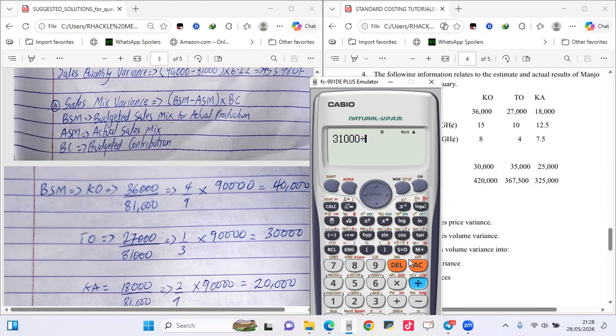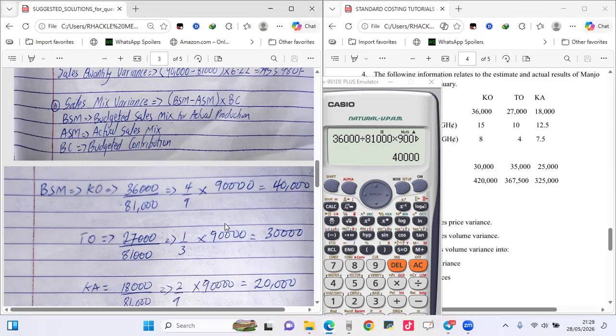31,000 divided by 36,000, sorry. Divided by 81,000 times 90,000. We are getting 40,000, like what we are seeing. Or you can break the 36,000 down, 36,000 over 81,000, then it will come down to 4/9. It's still the same, right? So we are going to do it for all of them. Then we get the budgeted sales mix for the actual production.